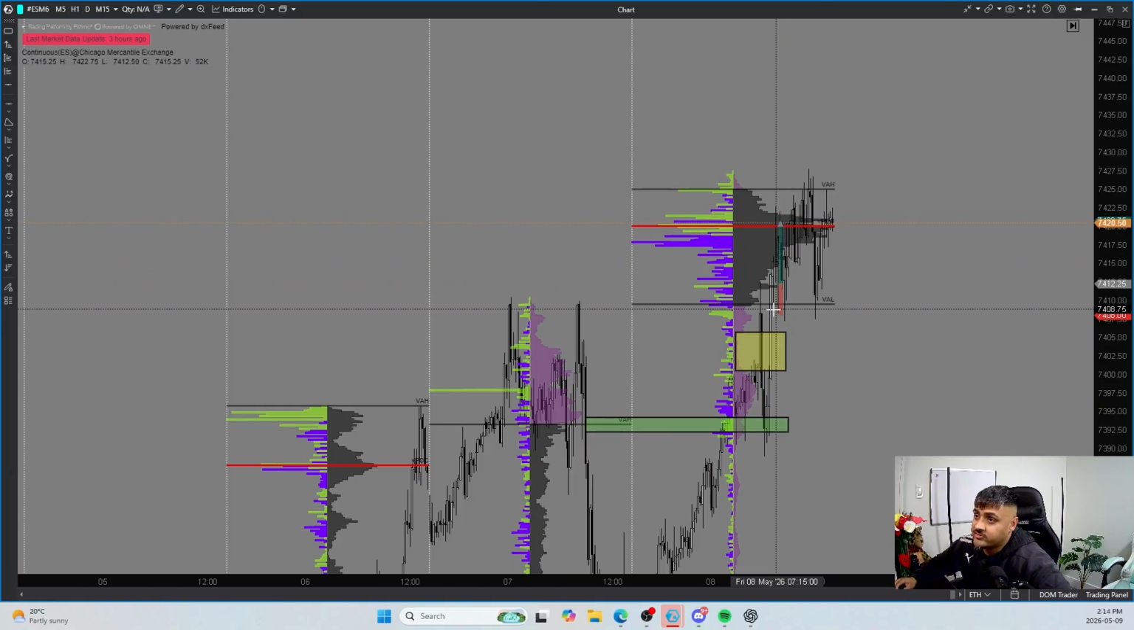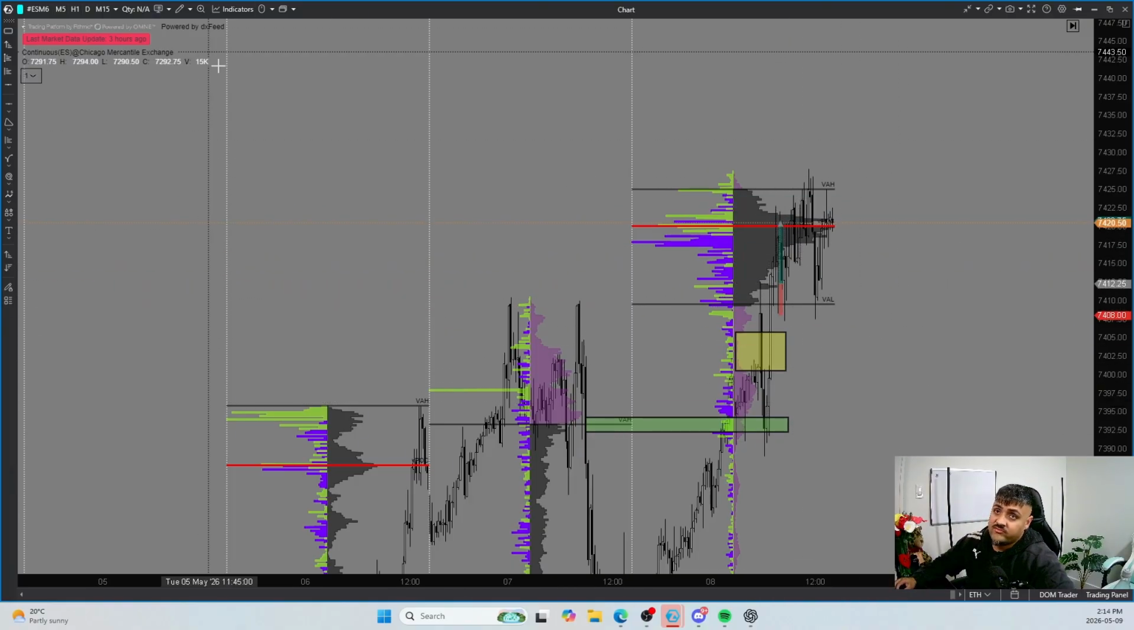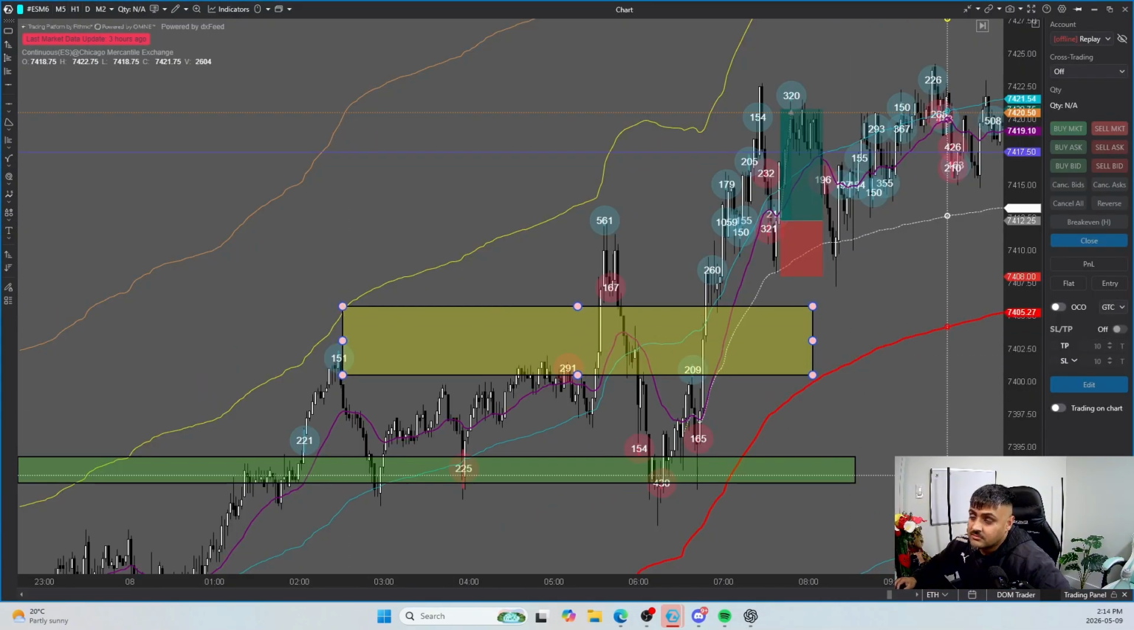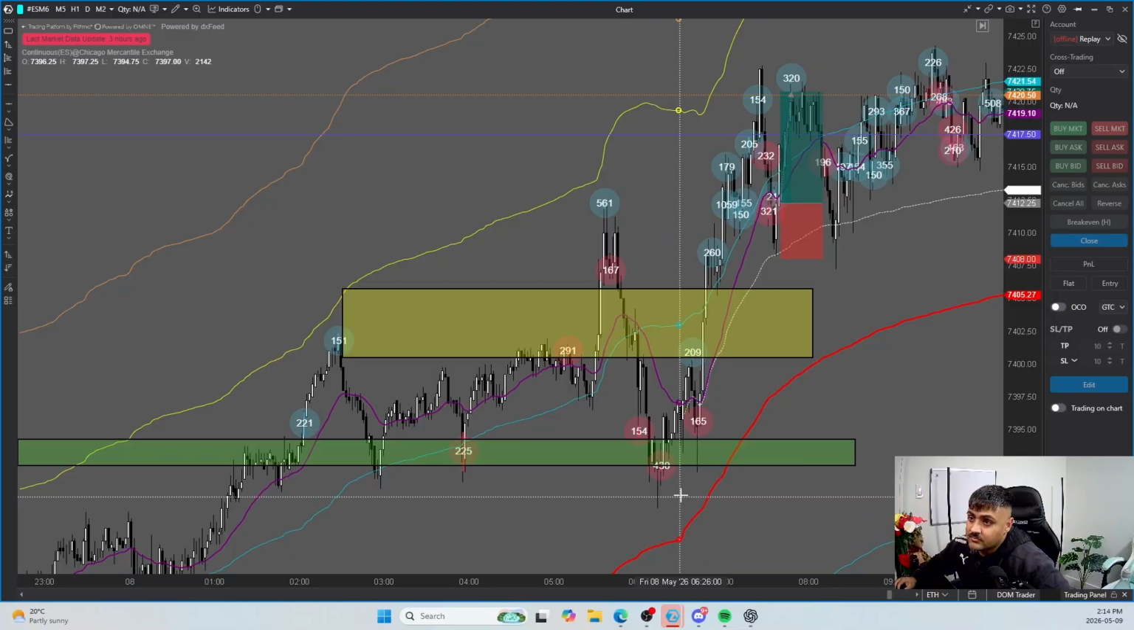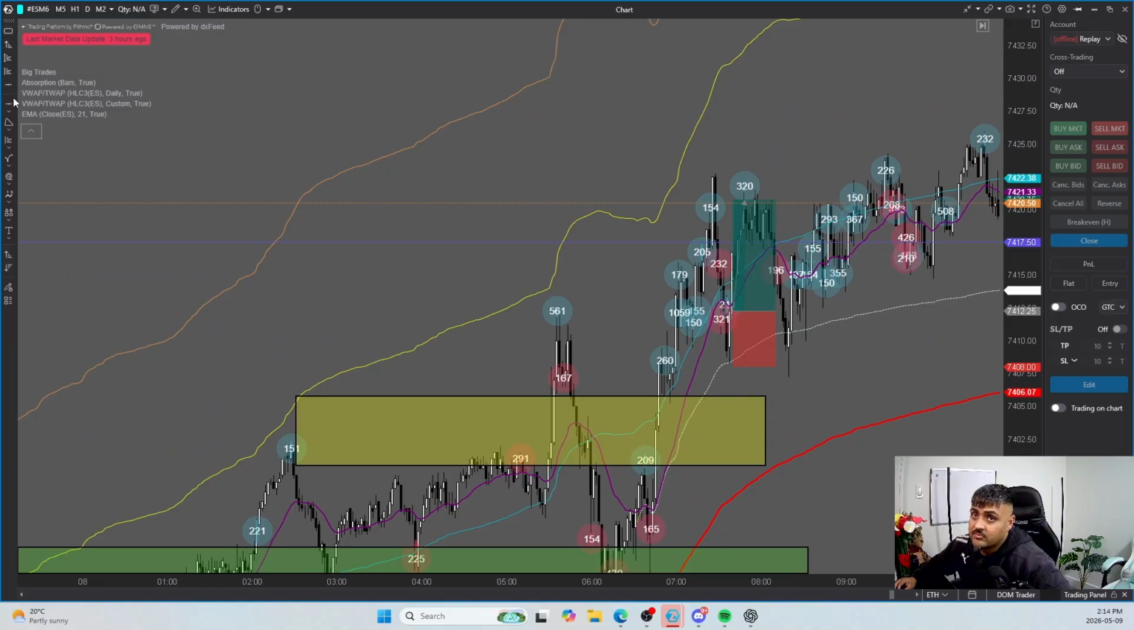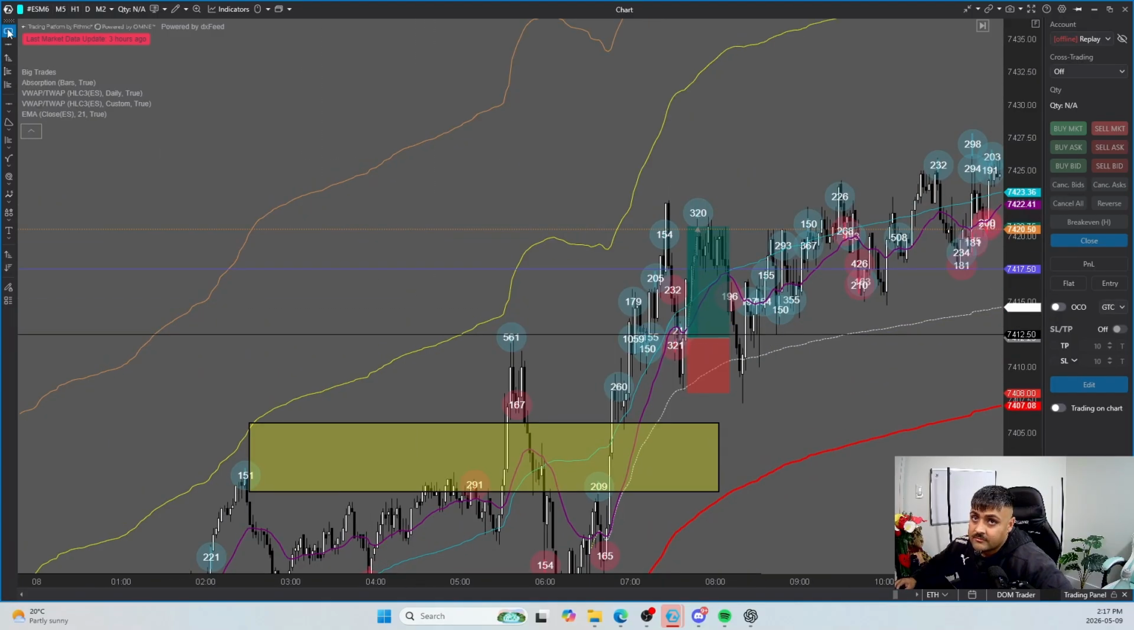I'm looking for an entry. Okay, this is the 15-minute chart. Okay, let me go in the 2-minute. All right, this is the 2-minute. We opened here, get a nice push up. Look how strongly we broke this level. Now this area is very interesting. 1059 contracts. Okay, there's someone, a big buyer sitting here.